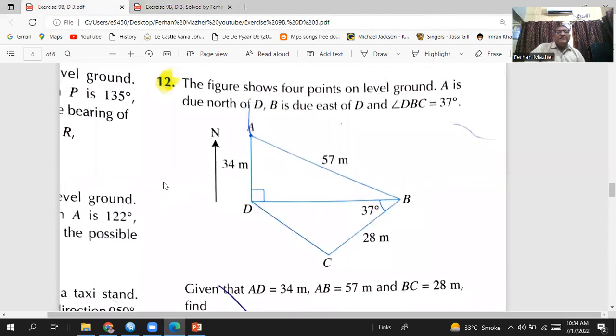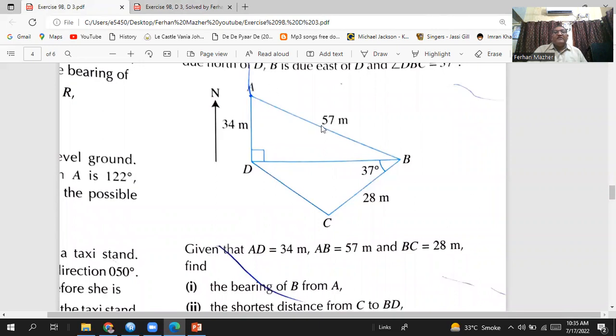The next question is easy peasy. It's question number 12. It says the figure shows 4 points on level ground. A is due north of D, and B is due east of D. So you can say the bearing of A from D will be 0 and the bearing of B from D will be 90. The angle DBC is 37.